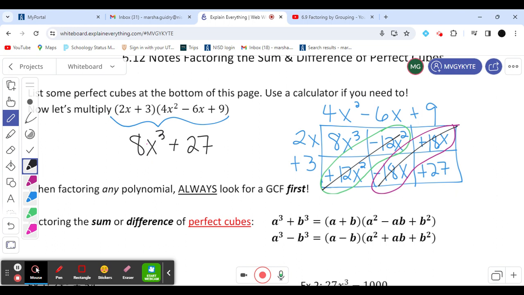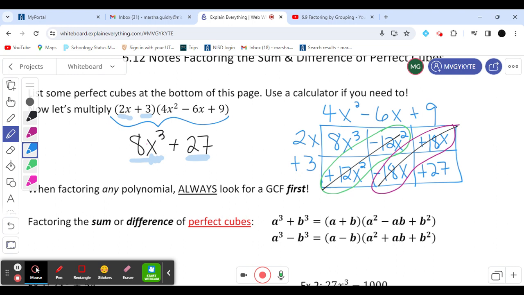So let's see if we can't recognize a pattern here. Okay, so 2x plus 3. What is the cube root of 8? Well, 2 is the cube root of 8. What is the cube root of 27? 3 is the cube root of 27. And what is the cube root of x to the third power? Just this x value. So that's how we get our first binomial.